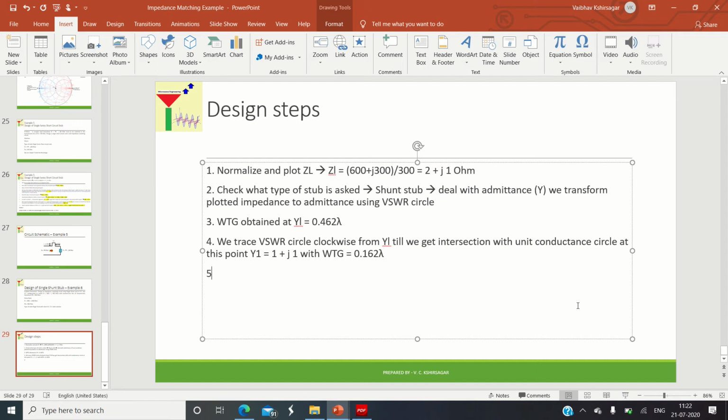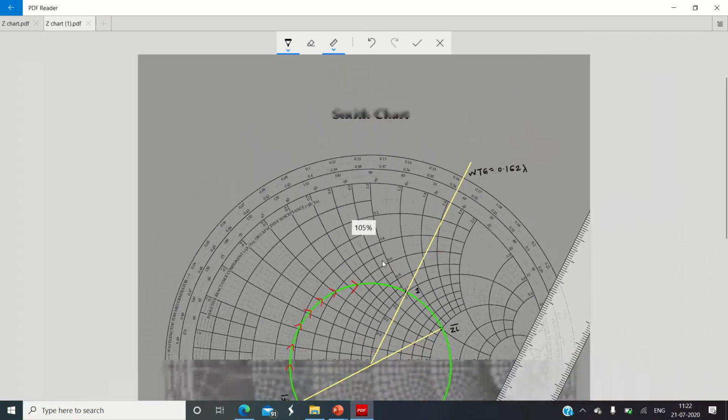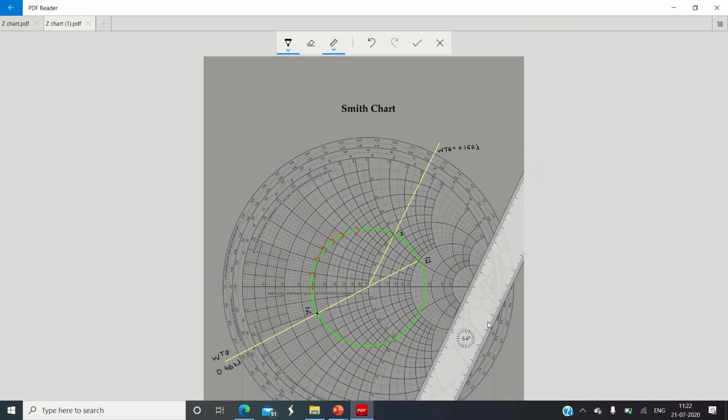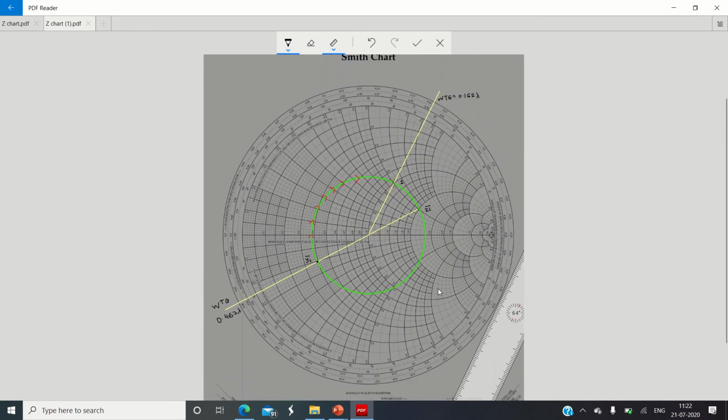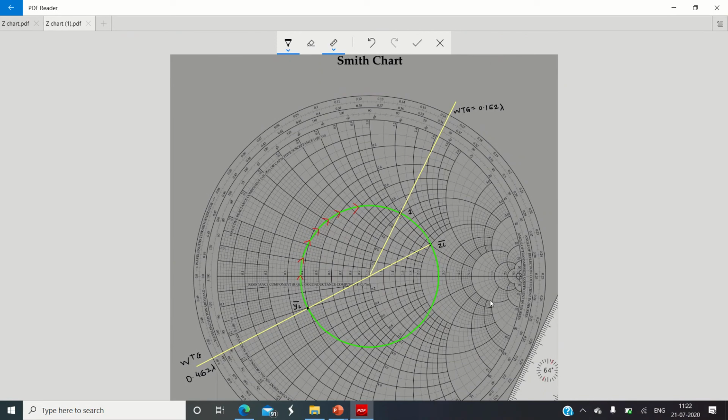Now you need to find the location of the stub. In the fifth step, the location or position of the shunt stub is given by the absolute difference between the WTG reading at VSWR bar and the WTG reading at point 1. So open your Smith chart. I will zoom in a little bit. Here you can clearly observe the WTG reading at VSWR bar and the WTG reading at point number 1.